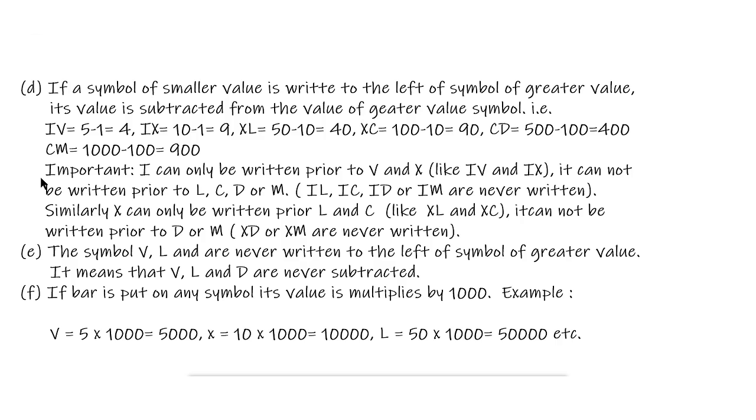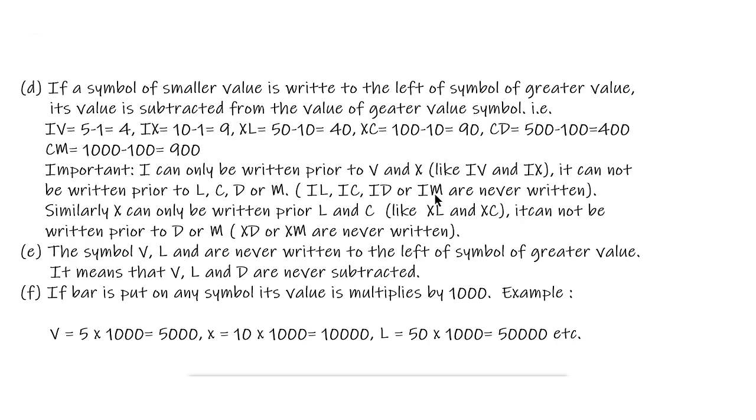Important thing: I can only be written prior to V and X, like IV which makes 4, IX which makes 9. It cannot be written prior to L, C, D or M. That is, you cannot write IL for making 49, IC for making 99, or ID for making 499.